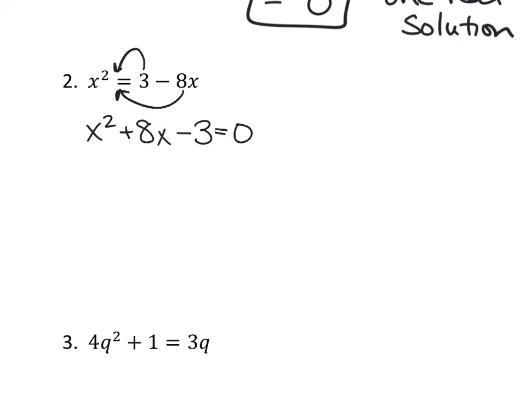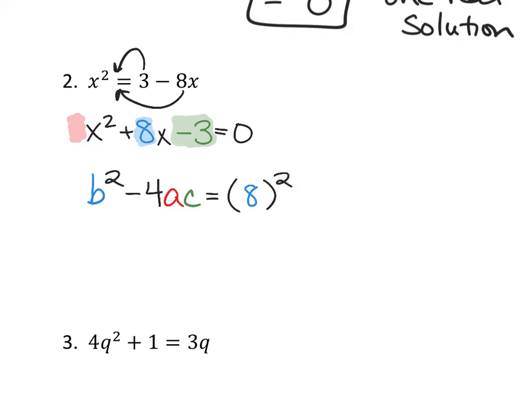For this problem, what is the a value? 1. Very good. The invisible number in front of x squared. What is the b value? 8. And what is the c value? Negative 3. Very good. I heard it. Make sure you know that that sign goes with the number. So when we are filling in my discriminant formula, b squared minus 4 times a times c, I know exactly where to put those numbers with tons of parentheses. So we have 8 squared minus 4 times 1 times negative 3.